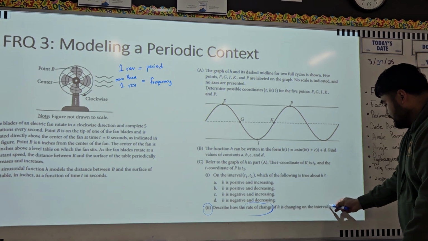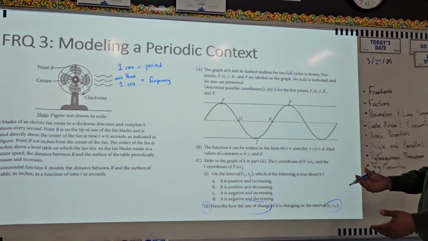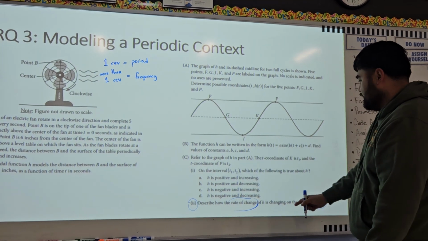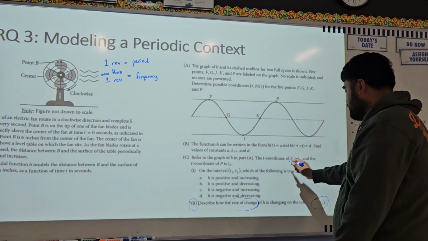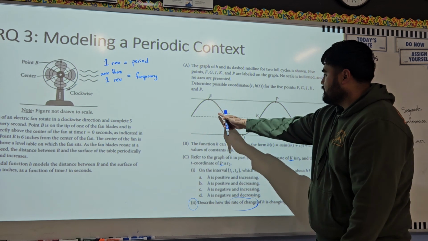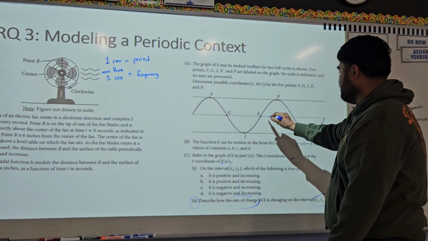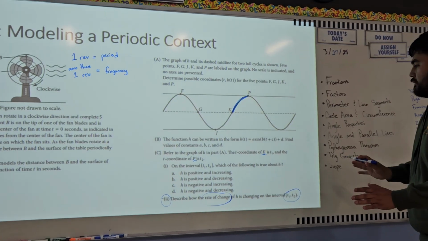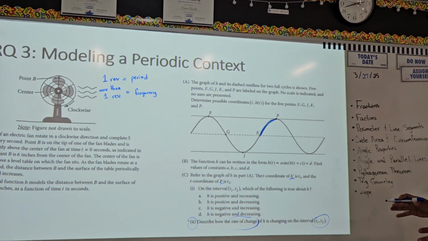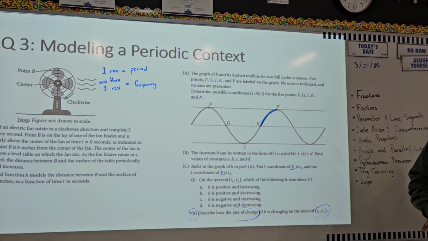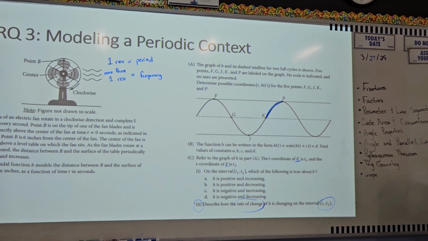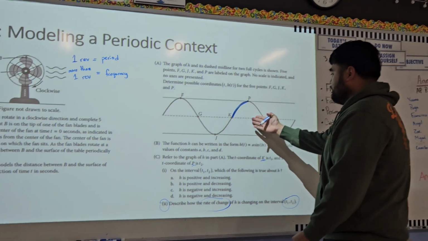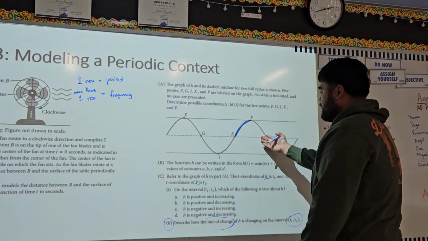So based on the interval T1 and T2, in section C, T1 and T2 are labeled as K and P. So go over here to the graph. Where is it? K and P. I have no idea what these values are. All I know is that I'm able to solve for concavity without any numbers. So is this concave up or concave down? Clearly, this is part of concave down.